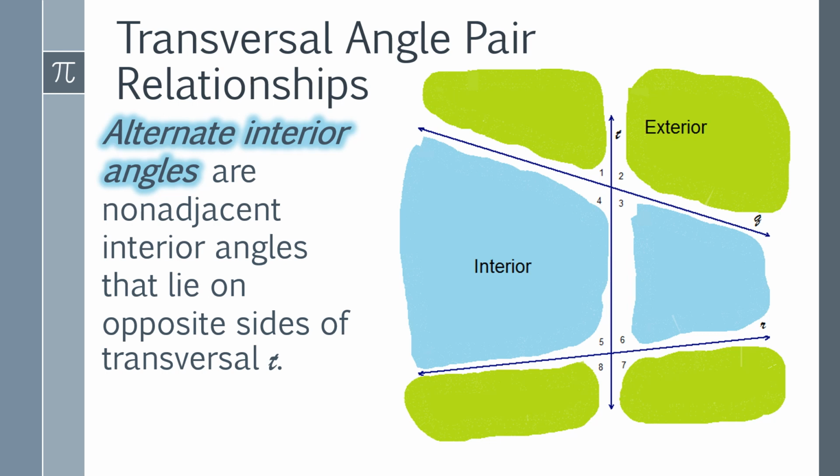Well, I can see that angle 4 is on opposite sides of T from angle 6. And then I can take a look over here and I can say, well, angle 3 matches up with angle 5. So that's the relationship, right? They're alternate interior angles.